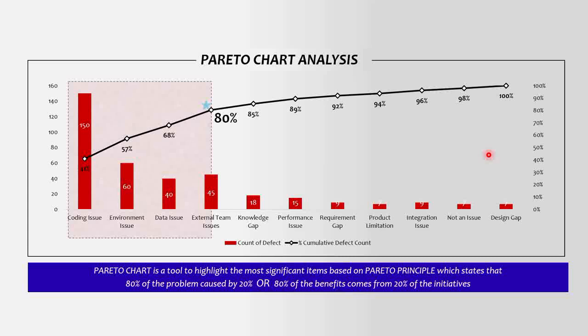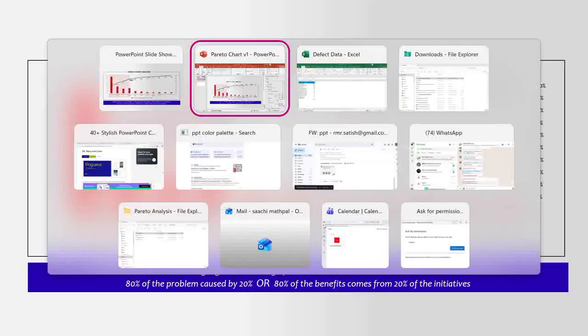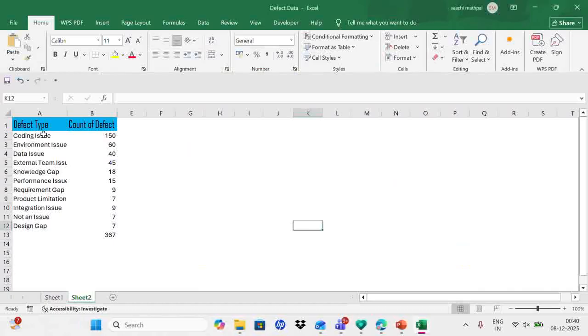If you need to analyze a large amount of data, a Pareto chart is the best way of doing it. Now let's see how we create that. In the Excel sheet, I have raw data here: a defect type and the count of defect.